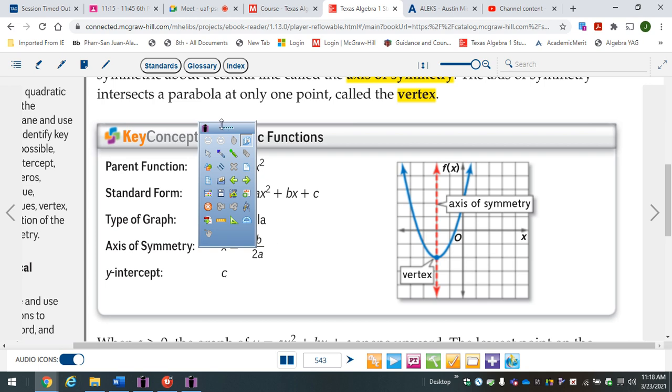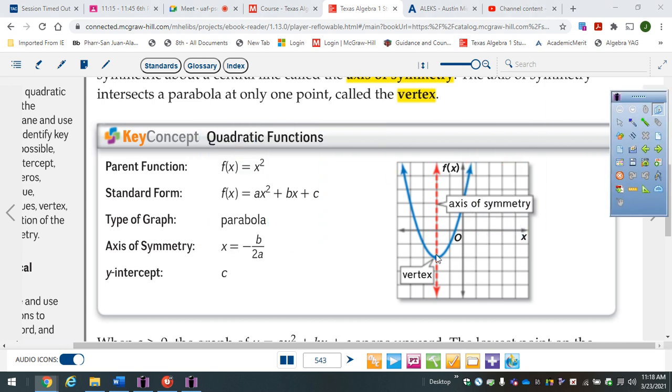Remember this part. Several things. This thing is a parabola. You got it. This is opening up. The parent function is this right here, x squared. This right here is the form that we want, ax squared plus bx plus c, to be called standard form. It doesn't necessarily have to be in that form, but it's a standard form, the basic one. The type of graph is a parabola.